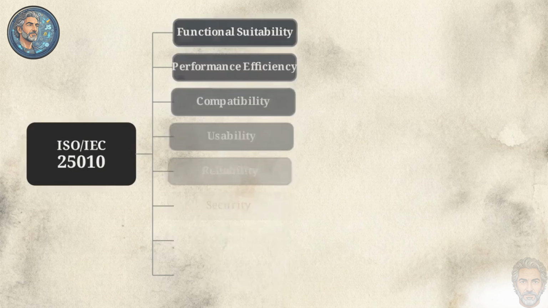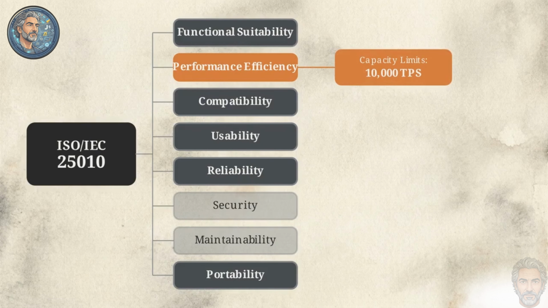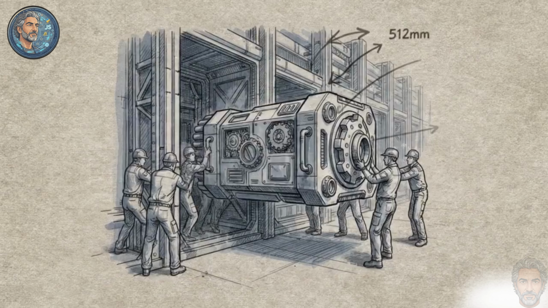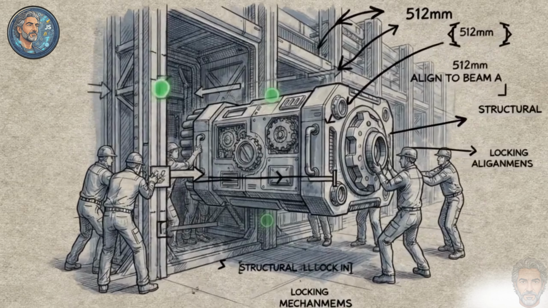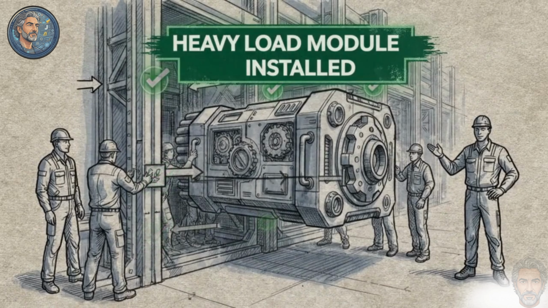The ISO 25010 standard organizes system quality into 8 primary pillars. The performance efficiency pillar assigns concrete numbers, while the maintainability and security branches translate vague wishes into testable architectural drivers. ISO 25010 prevents omission. It ensures that every abstract business desire is translated into a measurable infrastructure decision.